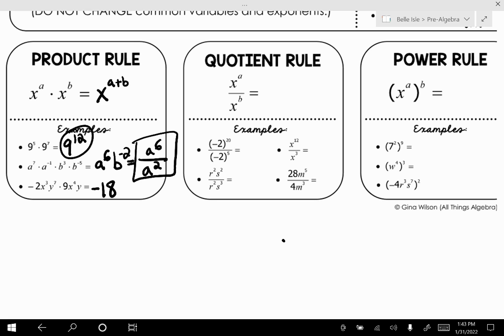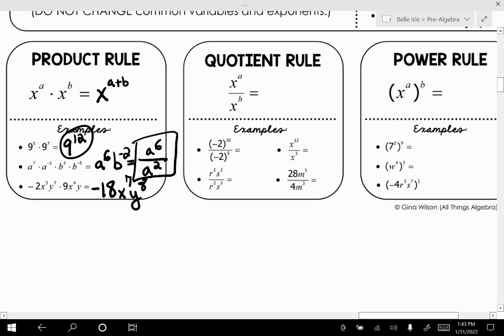We have x to the 3rd times x to the 4th. So it's going to be x to the 7th. Okay. And then we have y to the 8th. -18, x to the 7th, y to the 8th. Okay. What's up?